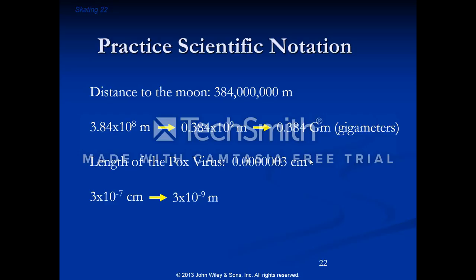In negative 9th, if we looked back at that table or looked it up online, totally fine as well, you would find that the metric prefix to represent times 10 to the negative 9th is nano. And so the length of the pox virus is approximately 3 nanometers. All right, so that's practicing scientific notation and metric prefixes as you'll be doing on the homework. Cool. All right, that's fun.